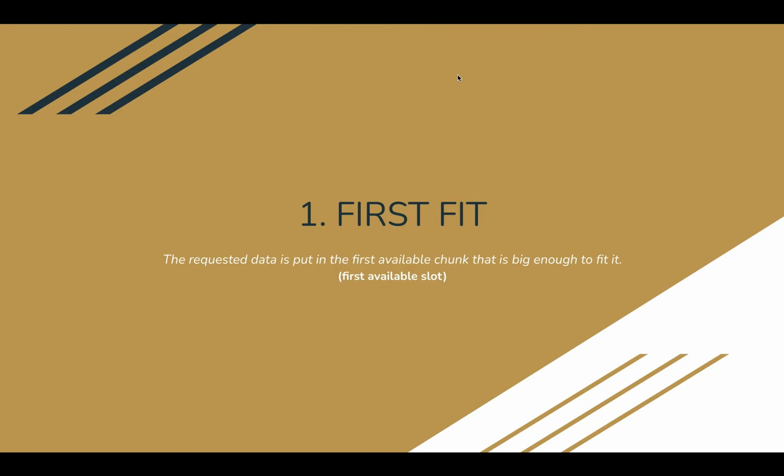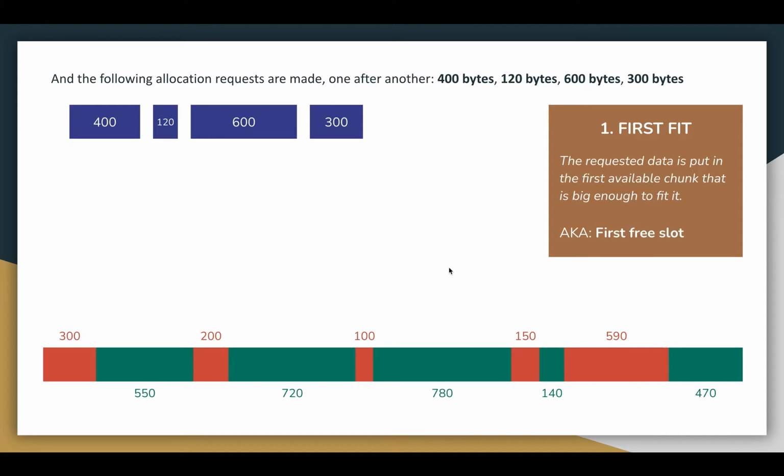The first one, first fit. This means the requested data is put in the first available chunk that is big enough to fit it. So we'll browse from the beginning of the memory to the end and search for the first free slot where we can fit our block that we have to assign. Okay, first we have to assign this 400 byte block. And we begin our search.